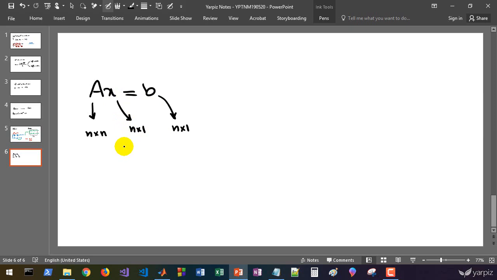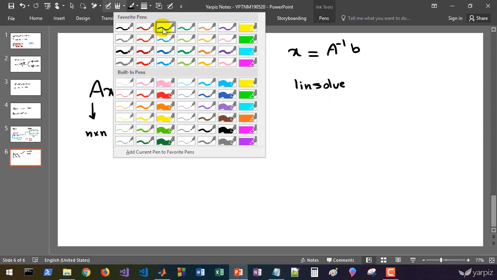This is a system of linear equations and it can be solved using this general command: x equals A inverse multiplied by b, and in MATLAB we can use linsolve to solve a system of linear equations. Let's define a sample problem.